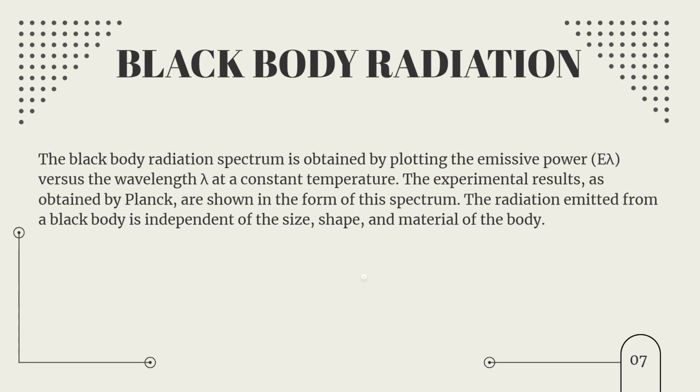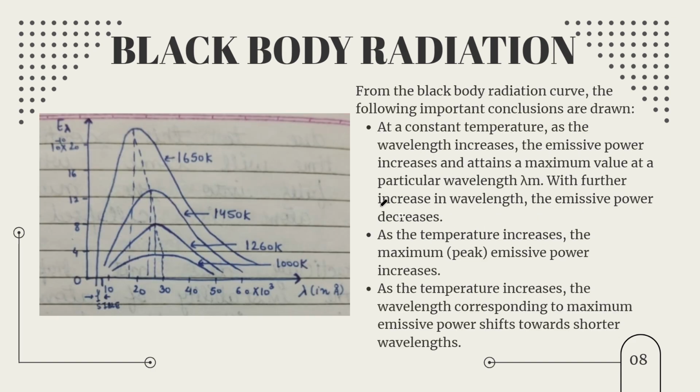Now, the black body radiation spectrum is obtained by plotting the emissive power E lambda versus the wavelength lambda at a constant temperature. This plotting of graph is done by Planck, and the radiation emitted from a black body is independent of size, shape, and material of the body. This is also being shown in the graph. This is the graph which I'm talking about. This is emissive power.